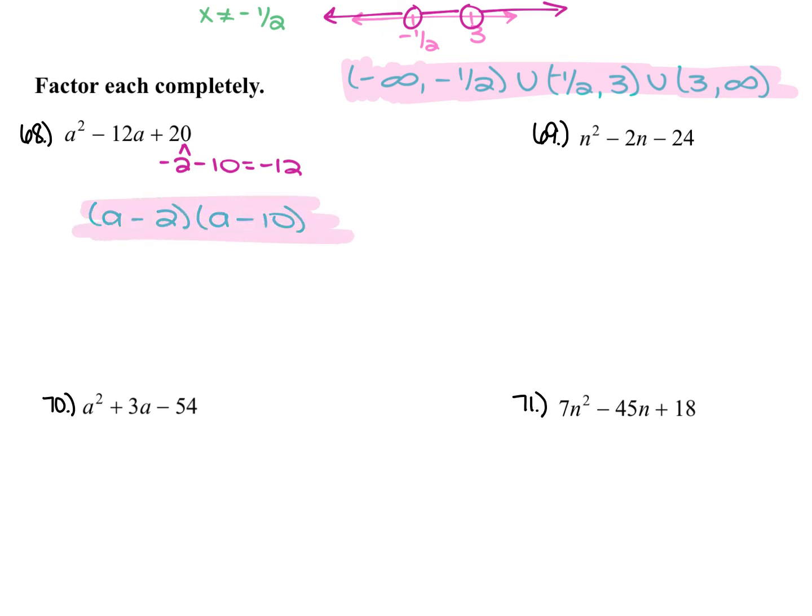For 69, we have n squared minus 2n minus 24. Your factors of -24 that add up to be -2 are 6 and -8. So this factors to be n plus 6 times n minus 8.